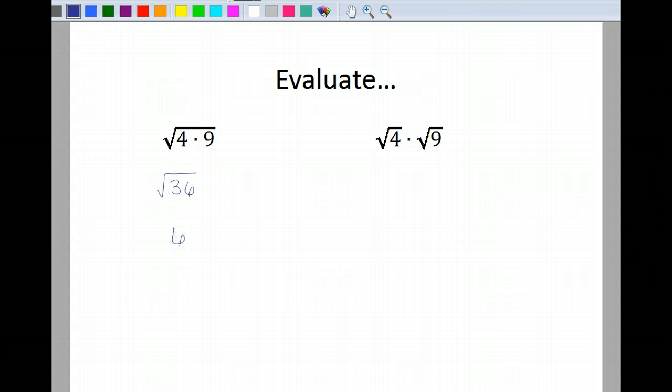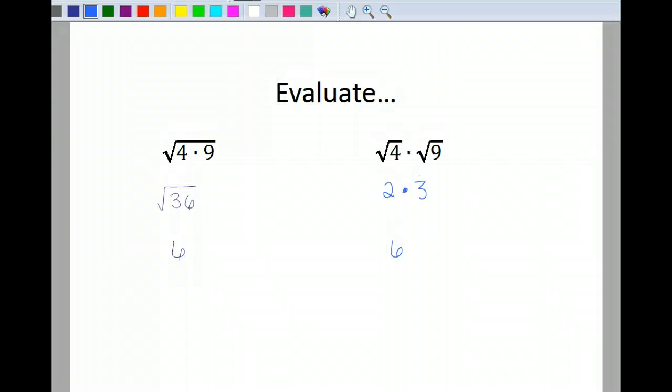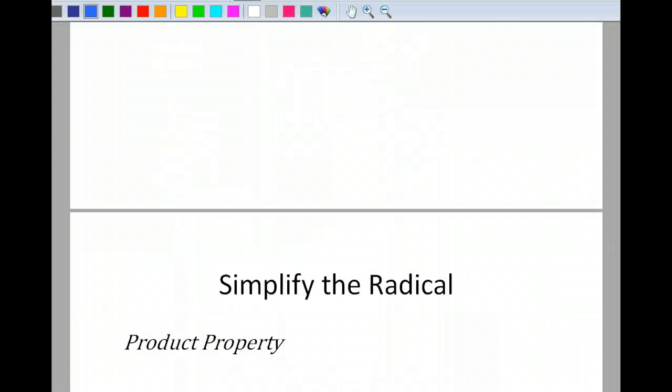Now let's look at this other one. What's the square root of 4? It's 2. I'm going to multiply it by the square root of 9. What's the square root of 9? 3. Oh, 2 times 3 gives me 6. So that's really the same thing. So the square root of 4 times 9 is the same thing as the square root of 4 times the square root of 9. That's going to be really important for us to understand as we begin simplifying radicals.